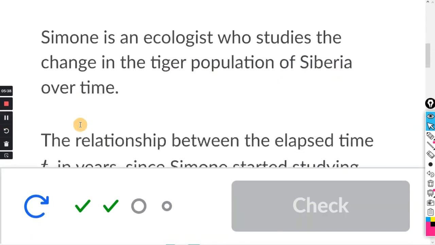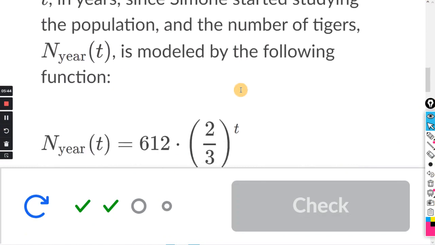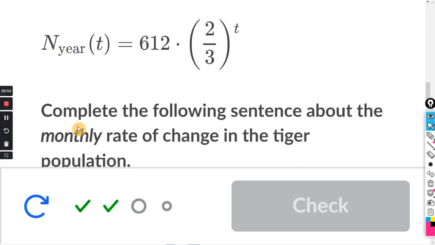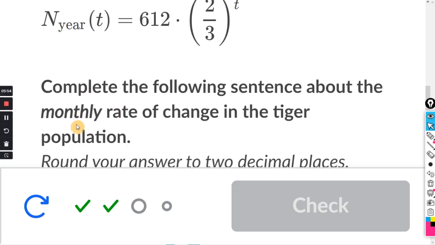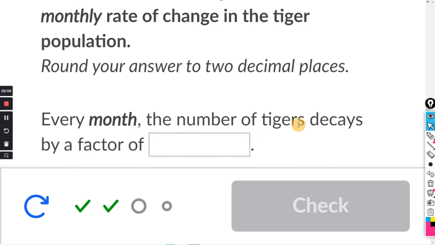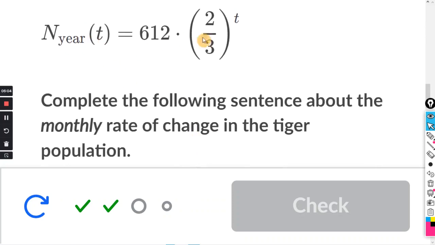Last one. You can just skim the write-up. T is in years. N of T is the number of tigers modeled by this function. See this right here, years. It tells you that T is in years. Complete the sentence about the monthly rate of change. Round to 2 decimals. Each month, the number of tigers decays by a factor of blank. So this will show you in years, but we want it in months.